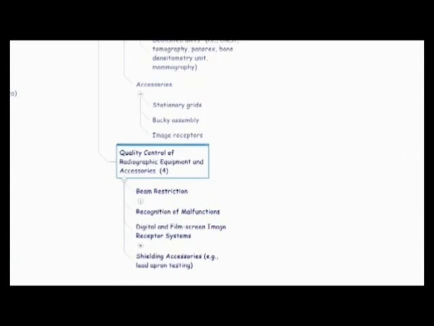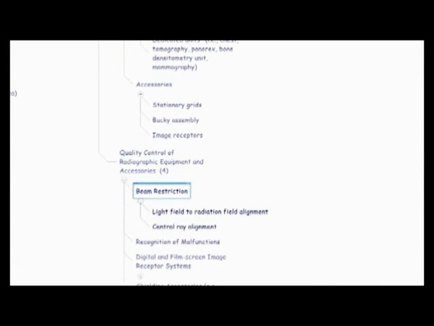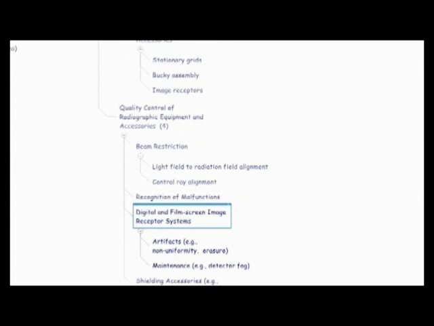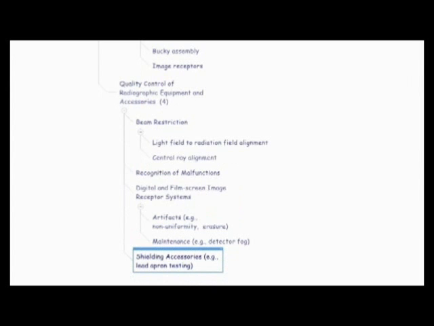There's quality control of the radiographic equipment and accessories. This starts with the beam restriction, the light field to radiation field alignment, and the central ray alignment. There's recognition of malfunctions, digital and film screen image receptor systems, you know, the artifacts and the maintenance. Finally, there's the shielding accessories, such as the lead apron testing.